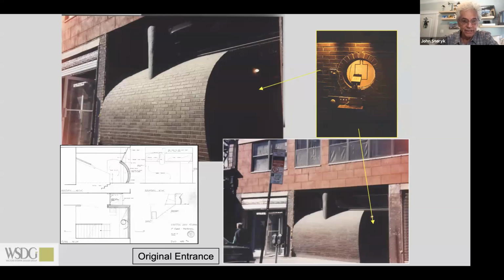Anyway, even the entrance was reflecting our ideas about curves. I was studying with Charlie Gwathmey at Princeton only a year earlier, and so I was very interested in curves, both in plan and in section, and we tried to emulate that. Unfortunately, this facade did not make it through. It got torn down a while ago.